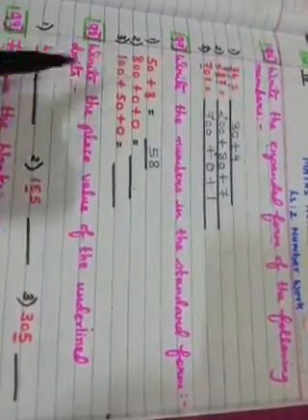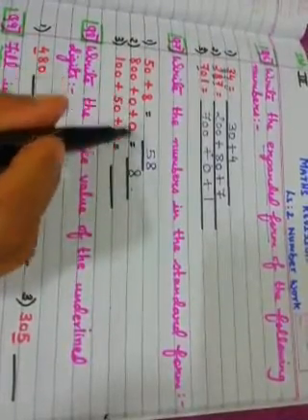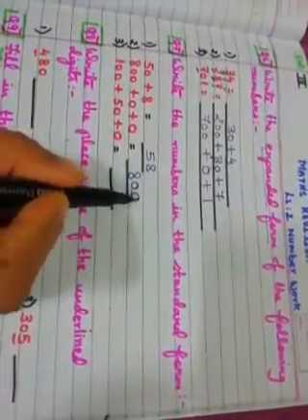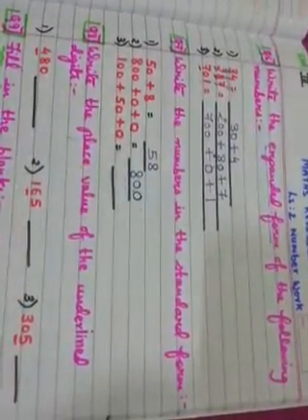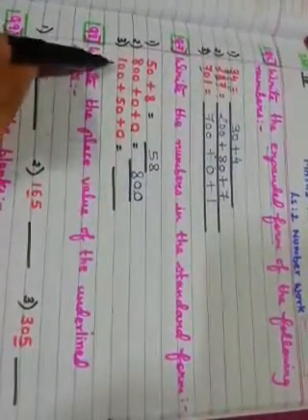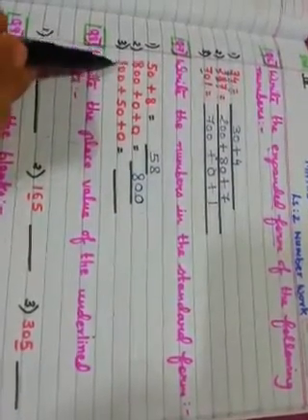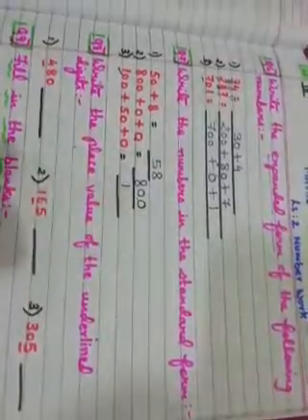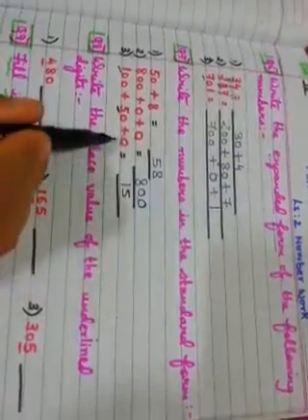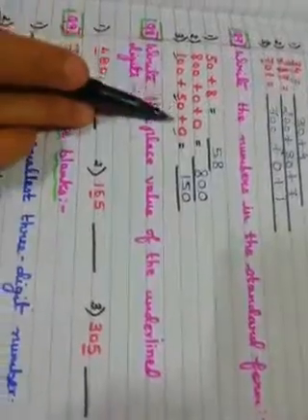Second, 800 plus 0 plus 0. 800, 3-digit number, so 8 hundreds. Next number 0, so in tens 0. And third number 0, so in units 0. 800 plus 0 plus 0, the number is 800. Third one, 100 plus 50 plus 0. 100 is a 3-digit number, so 1 we will write in hundreds. 50, 5 in tens. 0, so in units 0. 150 is the number from this expanded form.